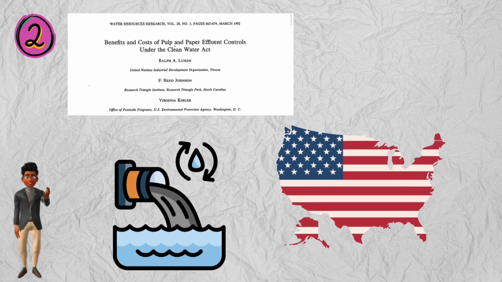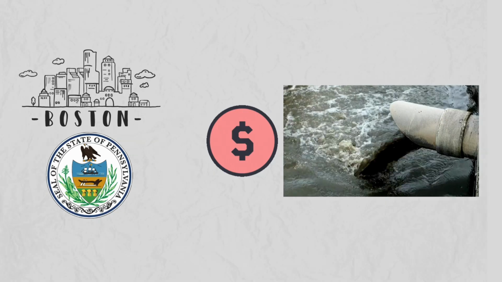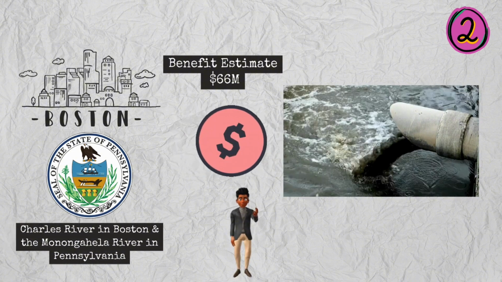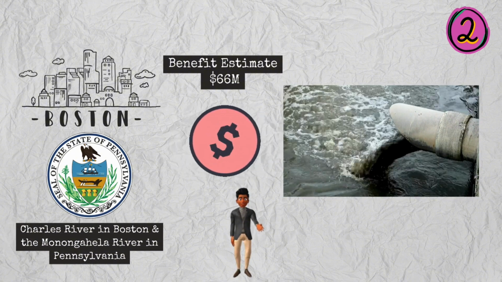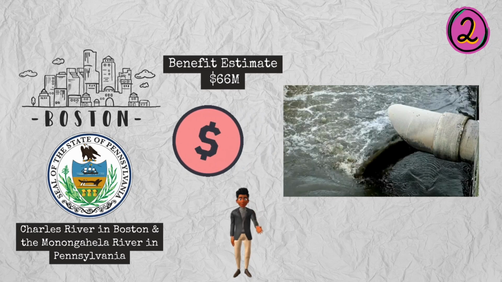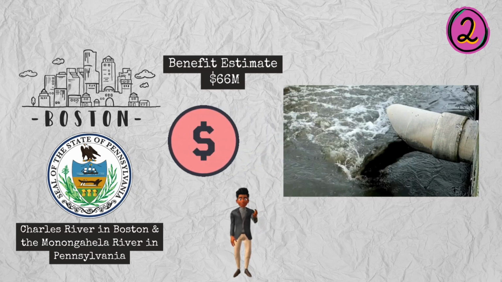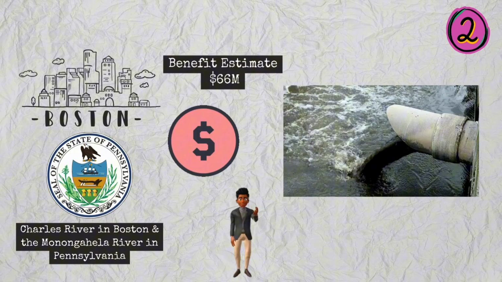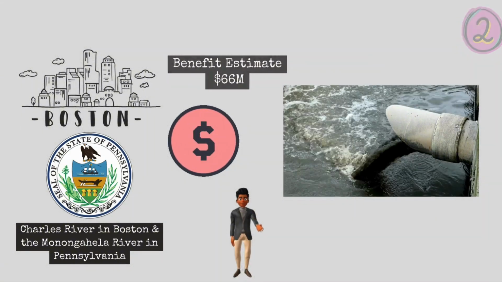Next, let's look at water quality improvements in U.S. streams affected by pulp and paper mills. Researchers estimated benefits of pollution controls by transferring data from studies on the Charles River in Boston and the Monongahela River in Pennsylvania. They combined recreational and non-use values, providing economic justification for stricter pollution standards.